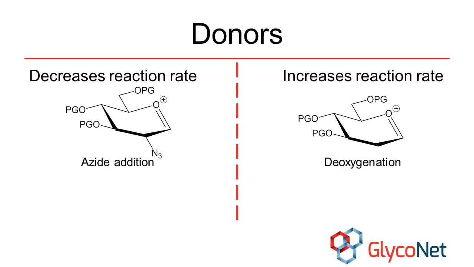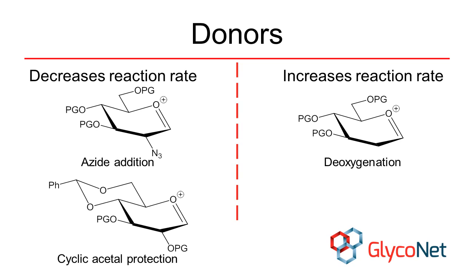Modifications to the ring will also have an effect on reactivity. Deoxygenation increases electron density and speeds up reaction rates, while azides are electron withdrawing and slow down reaction rates. Cyclic acetal protection will also slow down the rate of reaction as it prevents the ring from flattening during oxocarbenium ion formation. Remember that the ring oxygen and C1 will have some sp2 character in this intermediate.